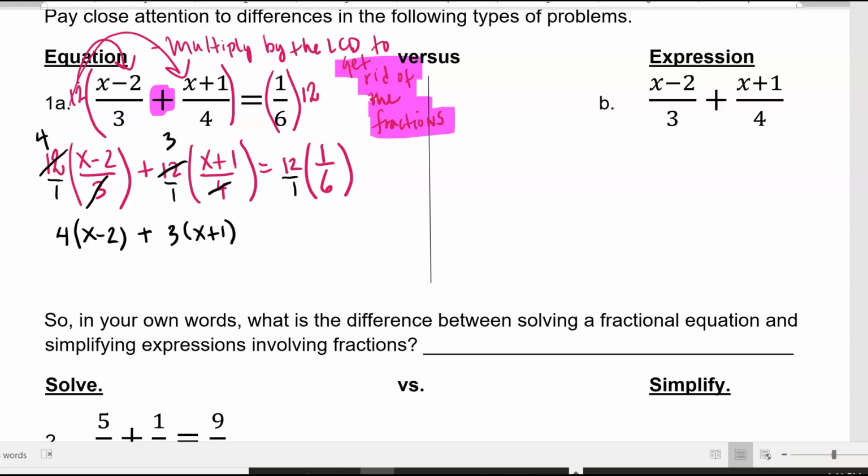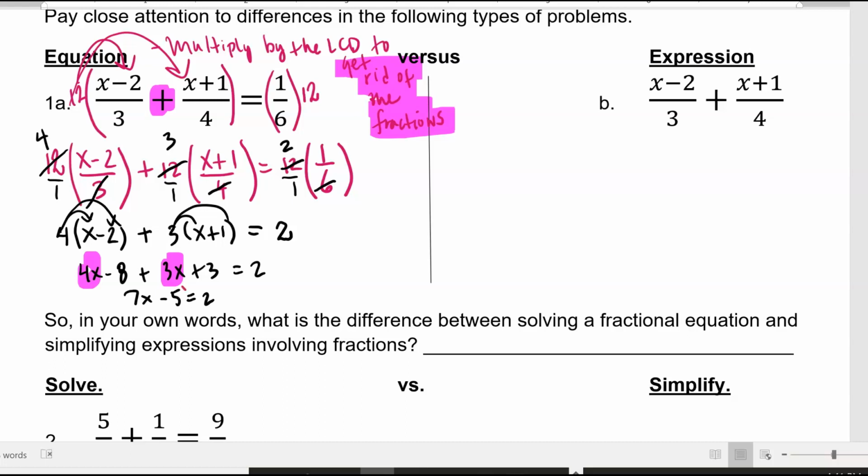Next, on the right side, 6 goes into 12 2 times, and all of this is just 2 when you look at it. It's just 2 remaining. Then what we can do is solve for x now. But we're going to have to distribute again. So 4x minus 8 plus 3x plus 3 equals 2. What are we doing next? Combining like terms. So that's 7x minus 5 equals 2.